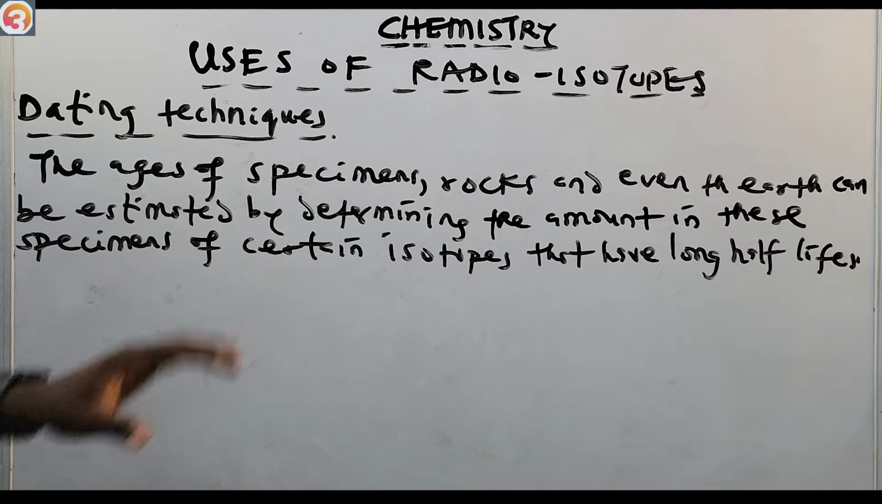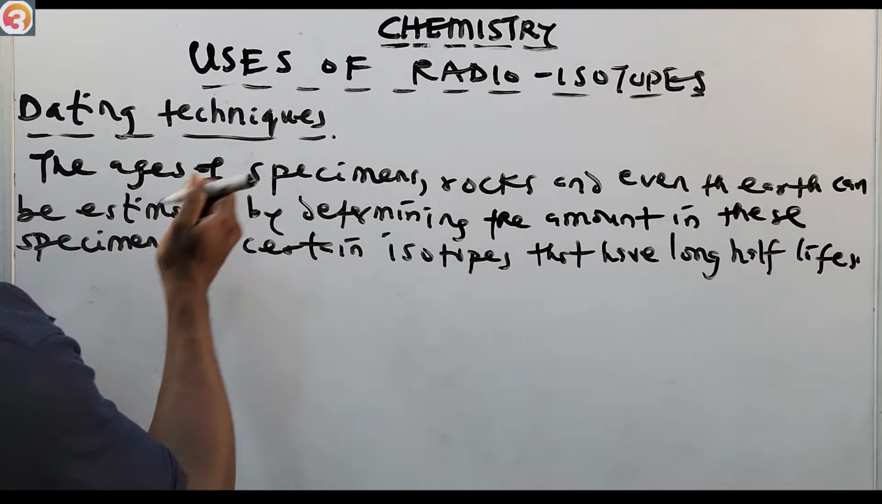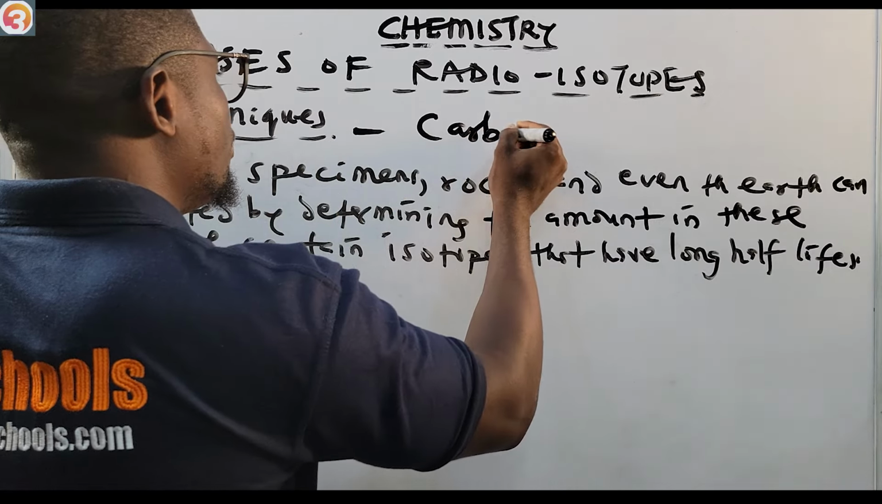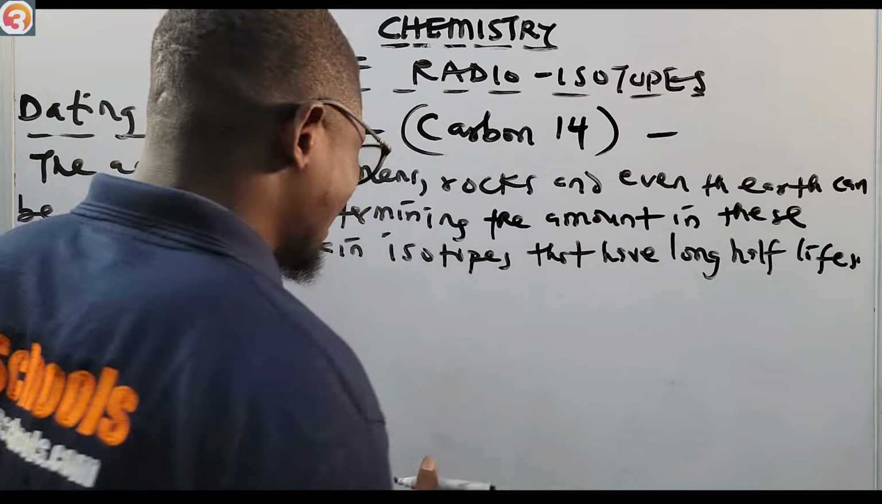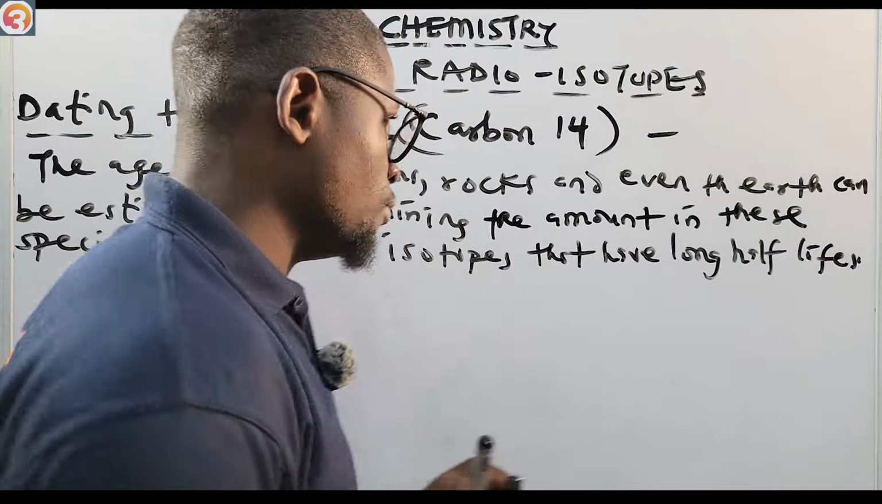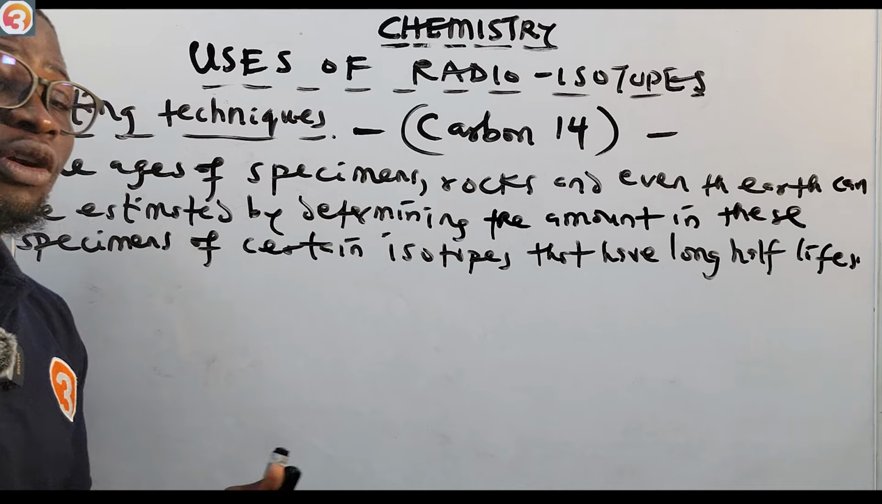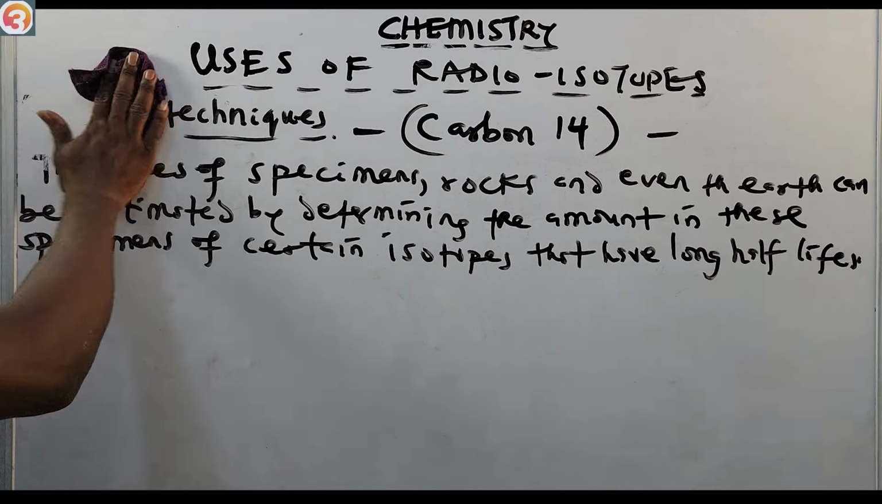And of course, the common radioisotope that is used for dating is carbon-14. Please take note, carbon-14. This will be an exam question. Carbon-14 is used for dating techniques.